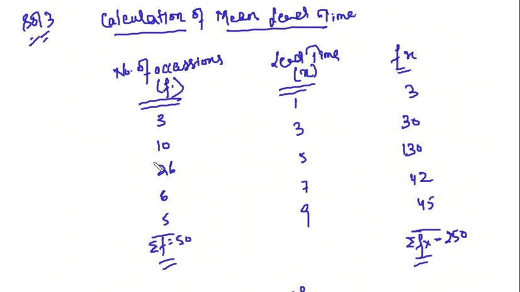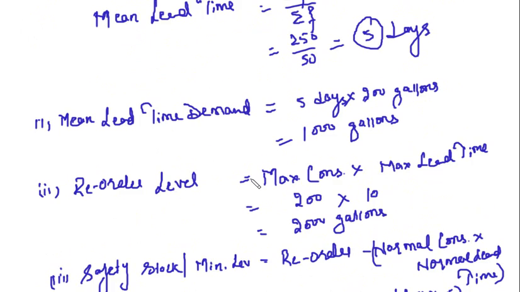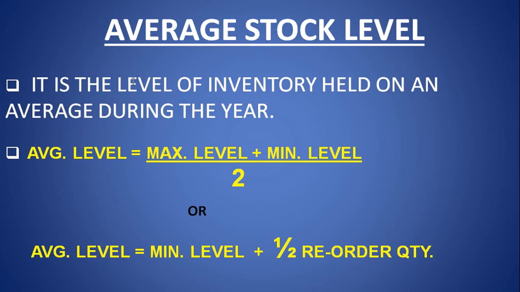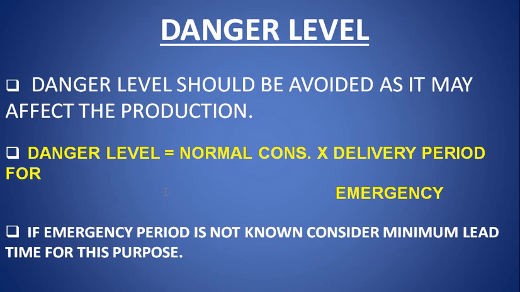So this is how you calculate the various levels of inventory. Right? So we have discussed the various levels of inventory. One thing is left, that is danger level. See, what is a danger level? Danger level should be avoided as it may affect the production.